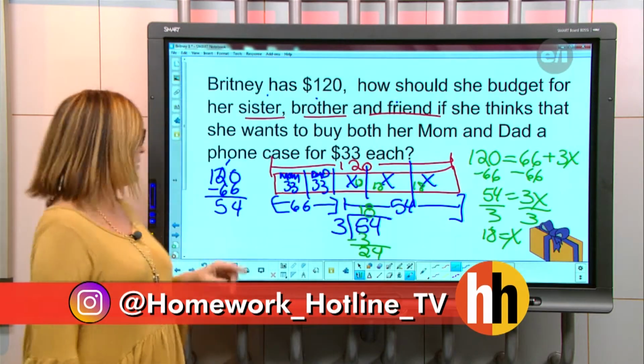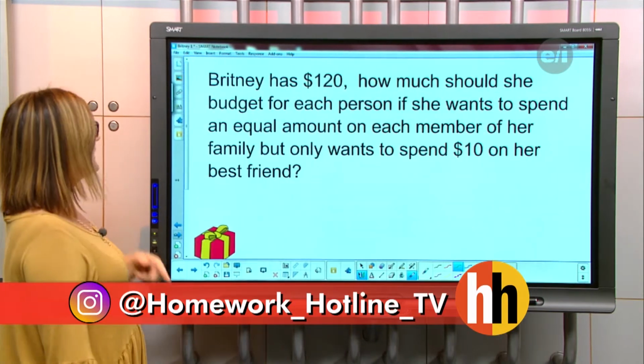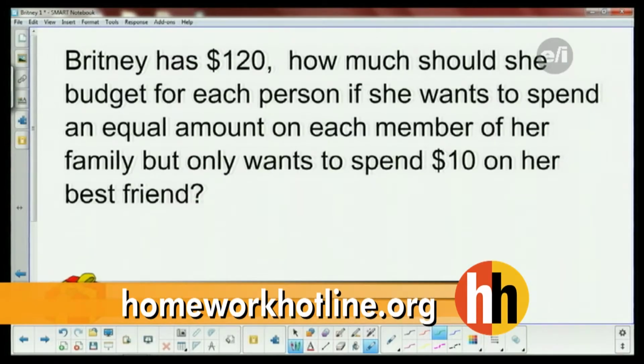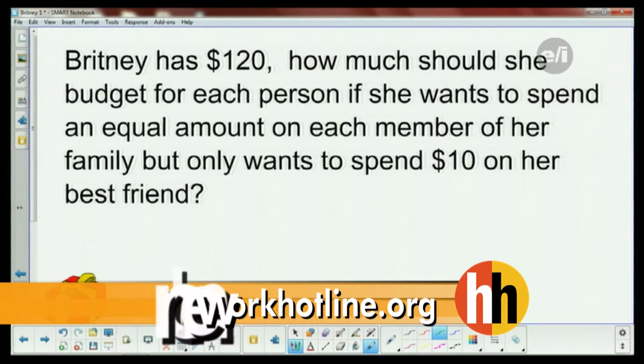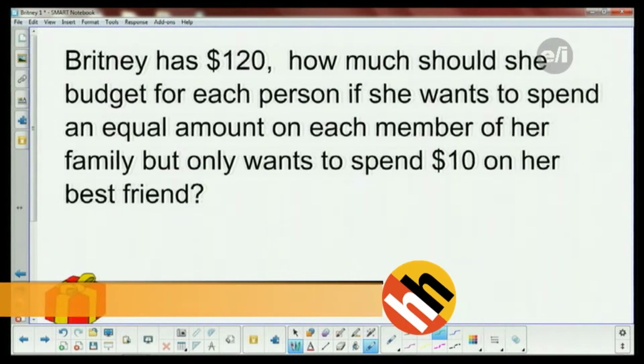All right, we're going to do one more real fast. This last one, Brittany's got $120. How much would she budget for each person if she wants to spend an equal amount on each member of her family, but she's only going to spend $10 on her friend?